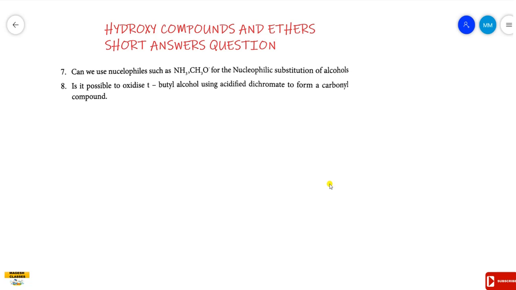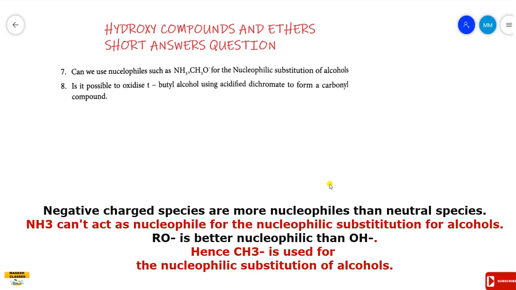In general, nucleophiles are neutral or negatively charged. Here ammonia is a neutral species, and the methoxide ion is negative in charge.